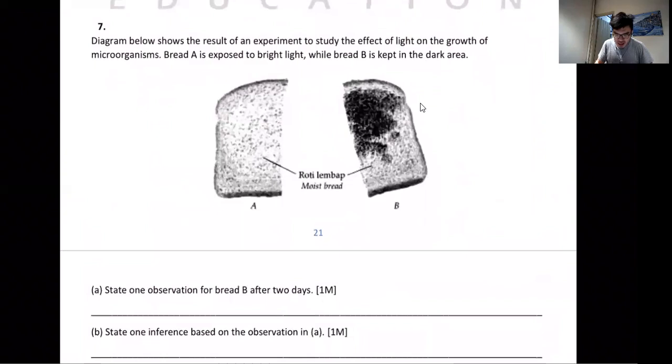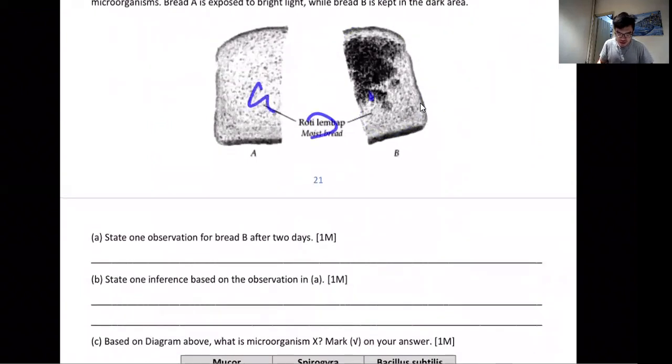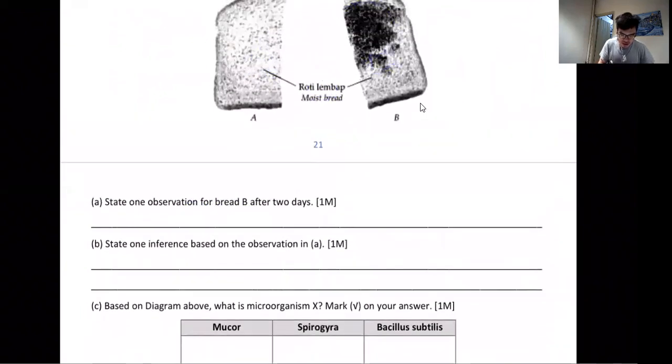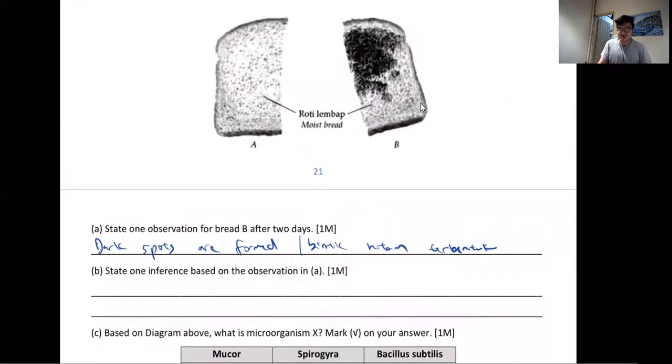All right, so number 7. To study the effect of light on the growth of microorganisms. B is kept in the dark. It's the same thing, both are moist. State one observation for bread B after 2 days. You can say dark spots form. Bintik hitam terbentuk. These are not spots though, these are patches already. As you can see, they're pretty big.